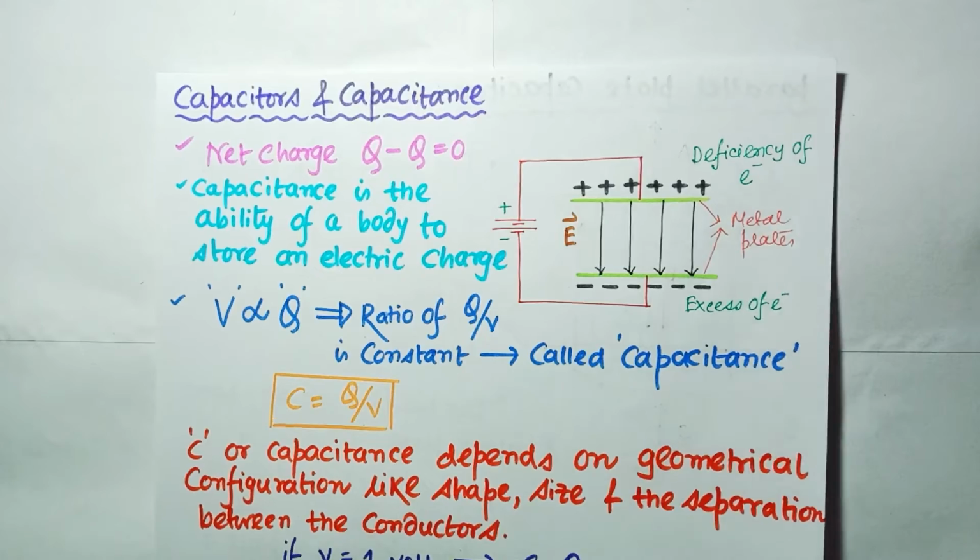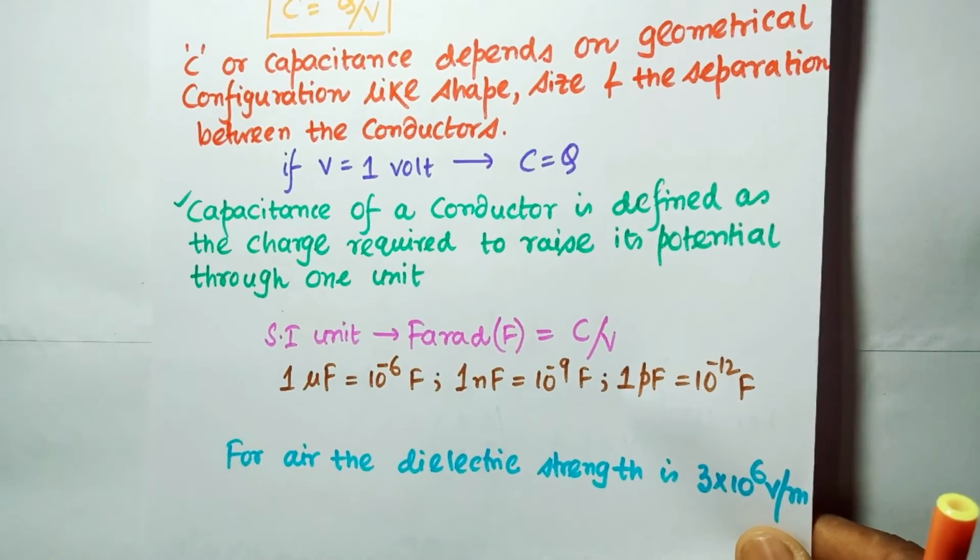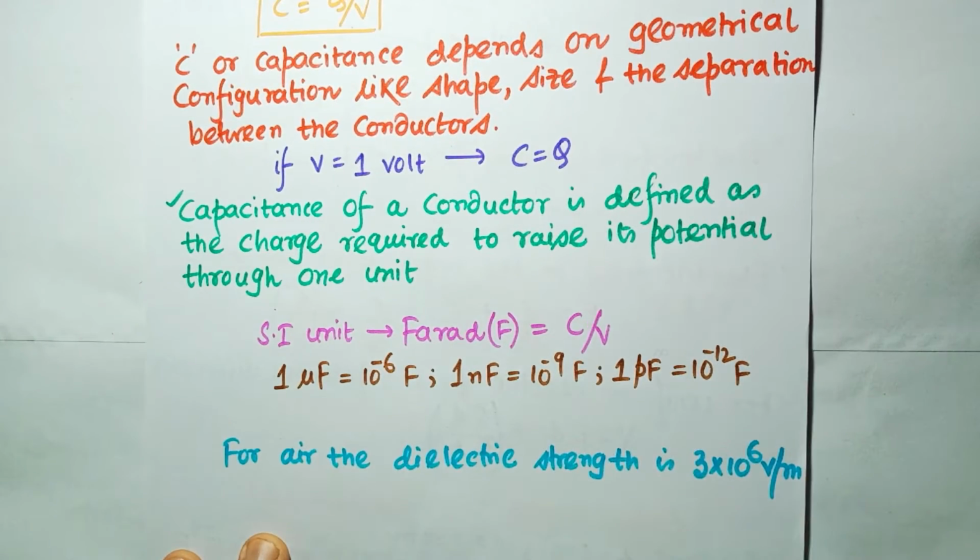So air is also a dielectric, an insulating material or insulating substance. For air, the dielectric strength, the maximum value of the electric field that the air can hold, is 3 times 10 to the 6 volts per meter.